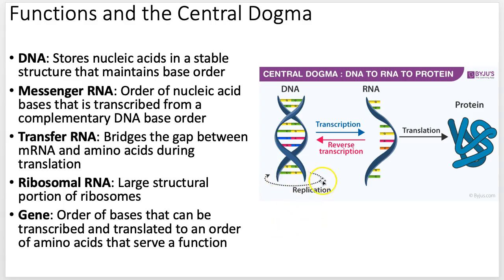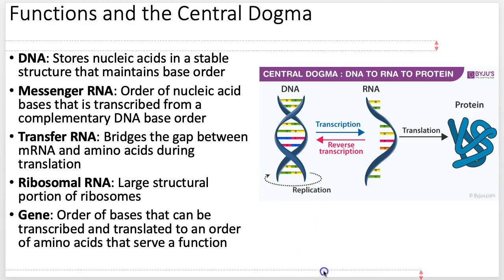The one other thing, too, I want to mention is replication. So when a cell needs to grow and divide and make new daughter cells, then it needs to double its DNA, because each of the two new daughter cells that are coming out of that first cell need to have a copy of the DNA, and it needs to be identical. So replication of that DNA is really, really important.